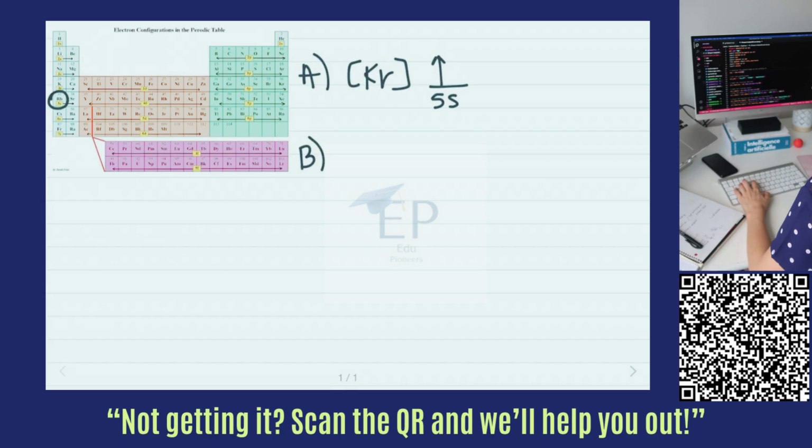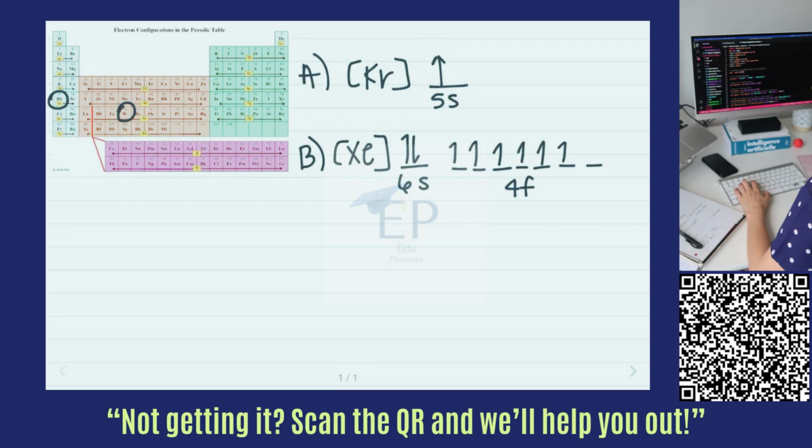For part B, we are looking at tungsten, which is down here, has a number of 74. So the noble gas that's before it is xenon, so Xe is in brackets. Then next comes 6s, and it is full, so it will have one arrow up and one arrow down. Then we can't forget about that 4f orbital, which has 14 total electrons. So we are going to draw 7 lines, 3, 4, 5, 6, 7. We will put our 4f below it, and then that is completely full.